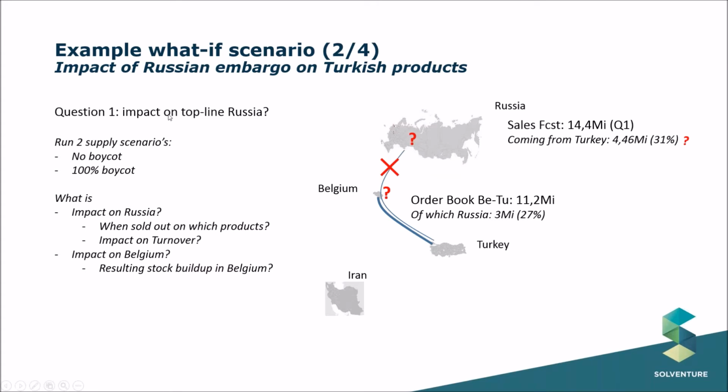So impact on the top line, you could run two scenarios, like no boycott, 100% boycott. Impact on Russia, when will we be sold out on which products? What will be the impact on the turnover? Because I might still have some inventory, so the effect is not immediate. It can take a couple of weeks before the effect is really visible.